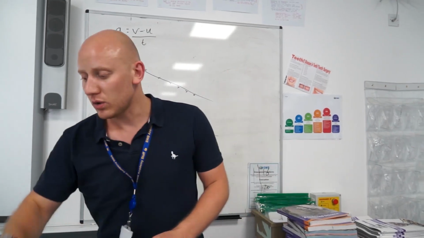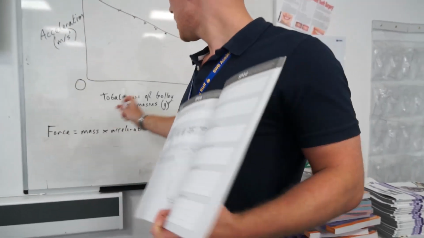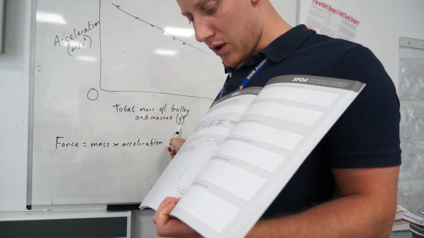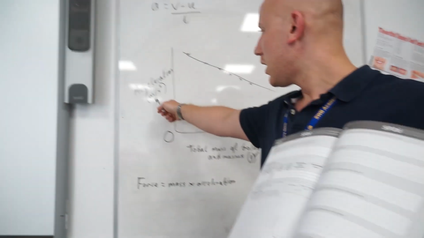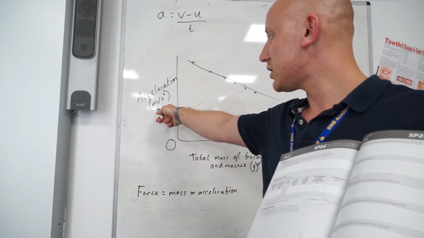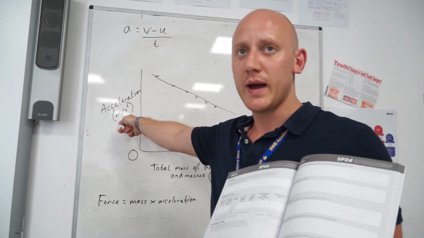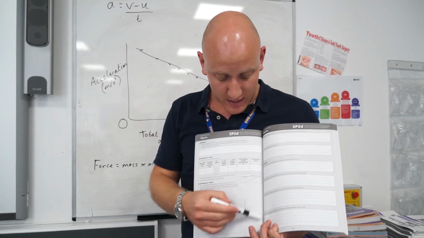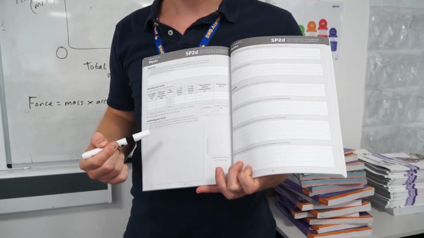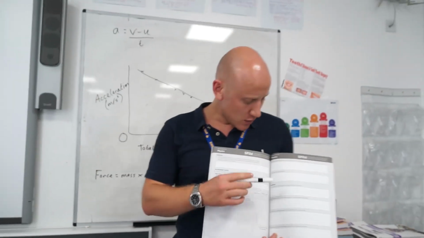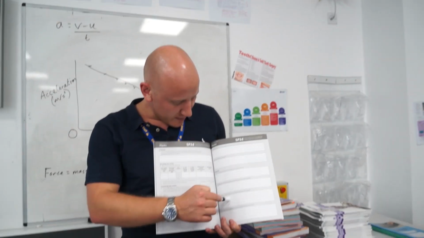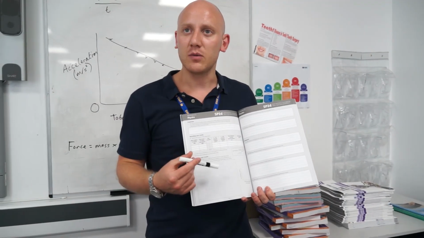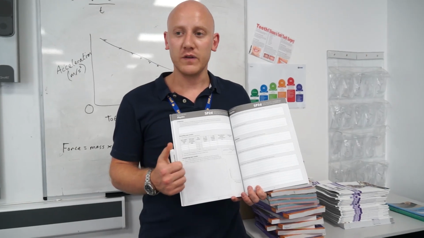So just make sure that when you're drawing your graph, you put the units in grams for your mass, and for your acceleration, the units are meters per second squared. Everything in here is written to help you. There's even a little diagram there to show you which way around your axes need to be. Once you've done that, you can move on to these questions about considering your results and evaluating your results. And then you finish the practical.